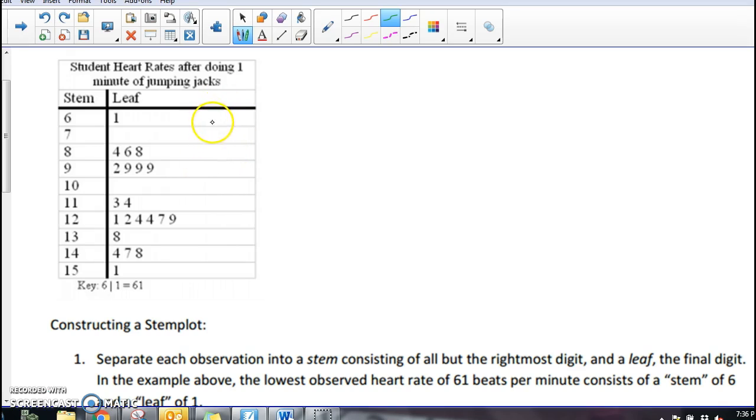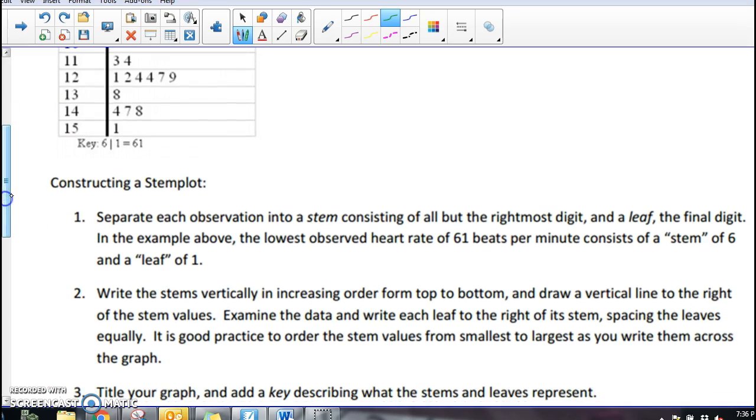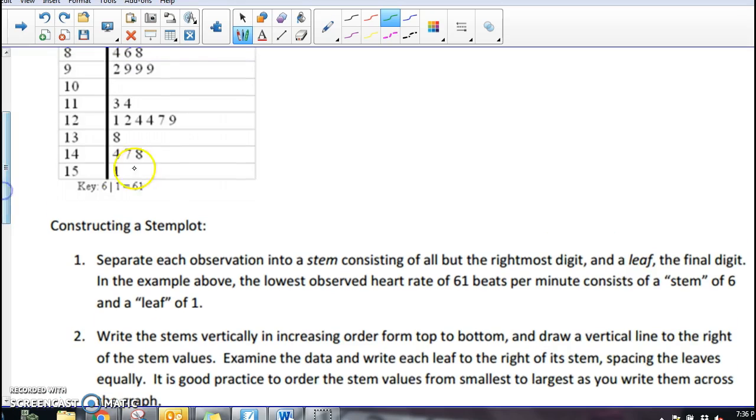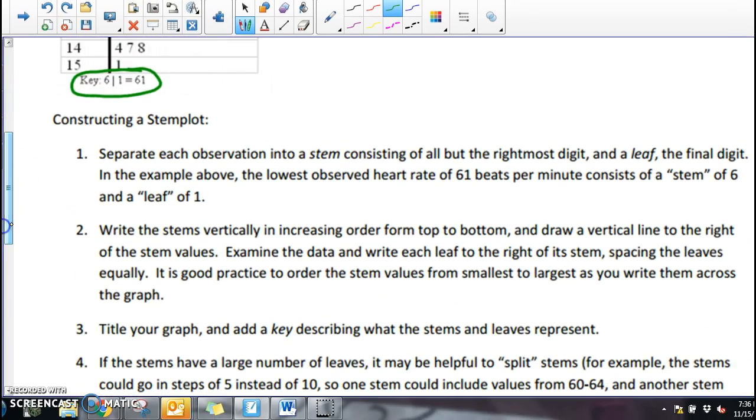Another thing that is nice about a stem plot is that you do get to see all the data. It's just separated by the stem on it to organize it. And that's the leaf. The lowest observation is 61, and the highest observation is 151. You can see there is a key down here. That's important. You've got to include a key.